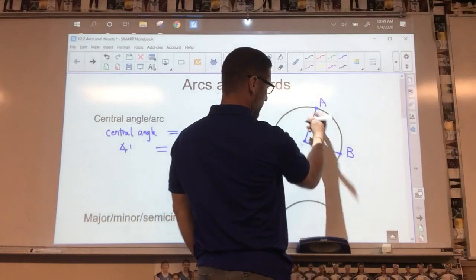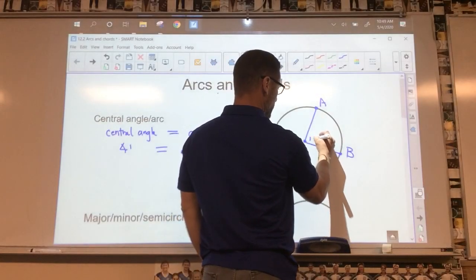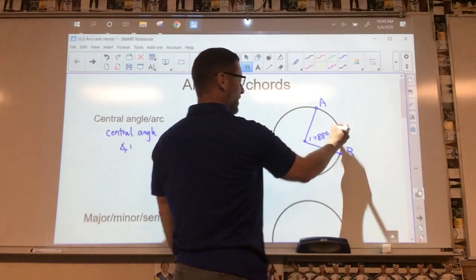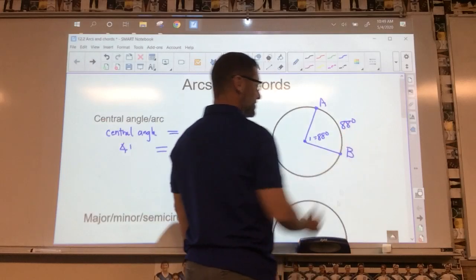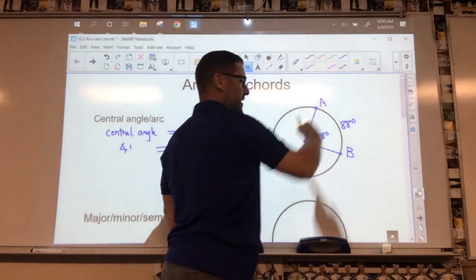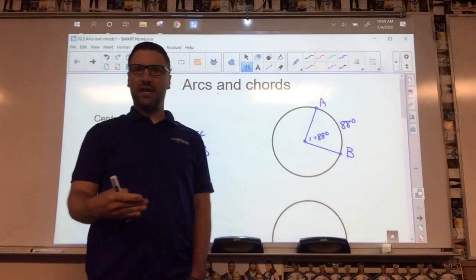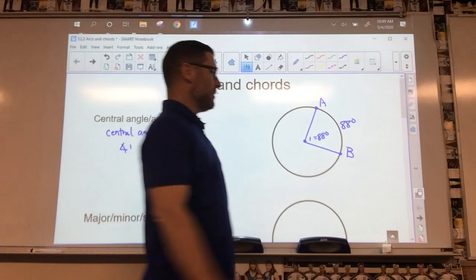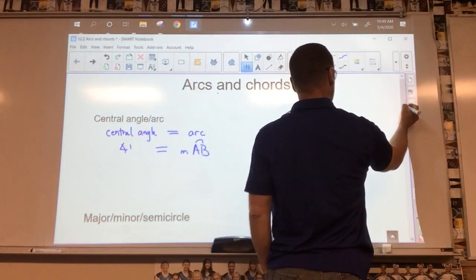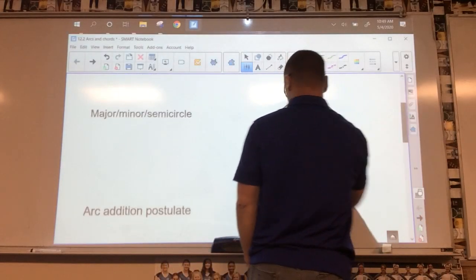So let's say this is about, I don't know, maybe 88 degrees. Well, then this arc AB here would be 88 degrees. If you went all the way around the circle, you'd have 360 degrees. Half the circle, you'd have 180 degrees. There's a lot of math going on here, but that's the first part. The arc and the central angle are equal.